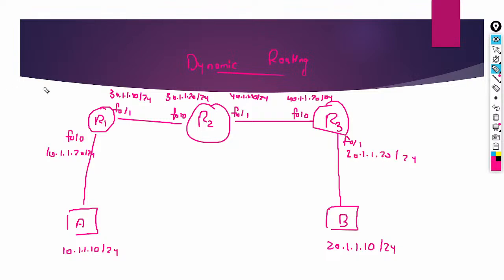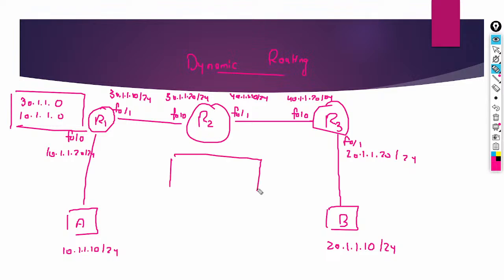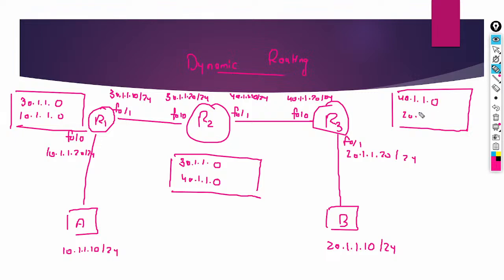And here 20.1.1.20/24. Now by default, R1 will maintain two different routes. In the R1 routing table, I would have 30.1.1.0 and 10.1.1.0. On the R2 routing table, I would have two different routes, 30.1.1.0 and 40.1.1.0. And on R3, I would also have two different routes, 40.1.1.0 and 20.1.1.0.